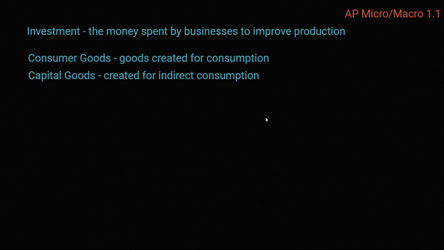Capital goods are indirect consumption. If you buy it, it will help you do something else. For example, an oven, blender, knives, things like that. They are used to get consumer goods, but it's indirect.